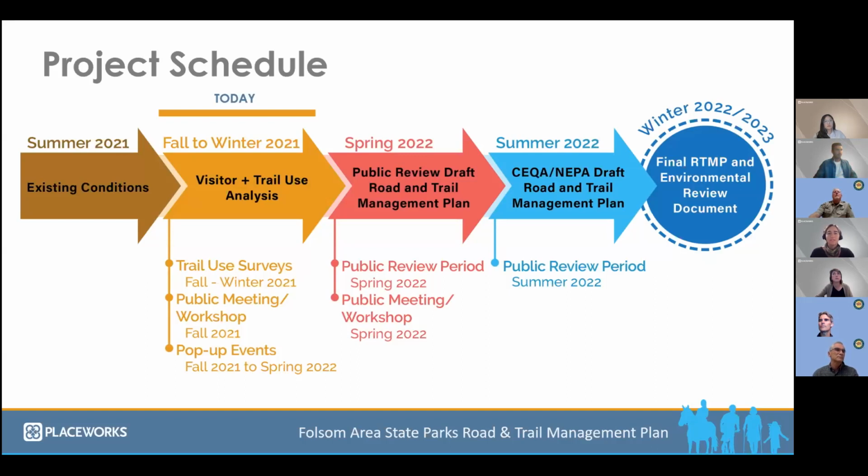I'm going to talk about each of these in a little more detail, but this just provides an overview. With existing conditions work mostly completed already. And currently you see in the orange, we're in the visitor and trail use analysis phase. And this is really where we're focused on looking for your input and visitor input on preferences and priorities. From here, we will be developing the draft plan, and there'll be additional opportunities to provide input with a public meeting and review the draft plan. And based on that, we will be doing environmental review, which will include both CEQA and NEPA compliance. And there will be another opportunity to review the plan in the summer of 2022.